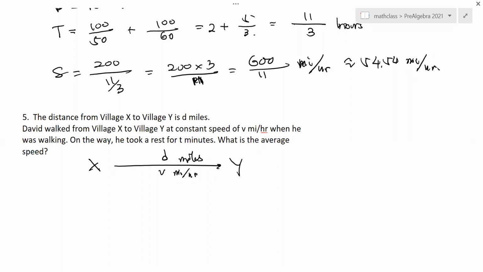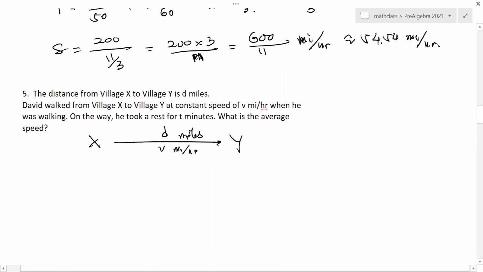What is the average speed? Can you express it in a formula without doing computation here? Do you understand that? When he walks, it's at a constant speed, but he also took a rest for t minutes. So you don't need to do any computations. The average speed is just v miles per hour. It's already given.